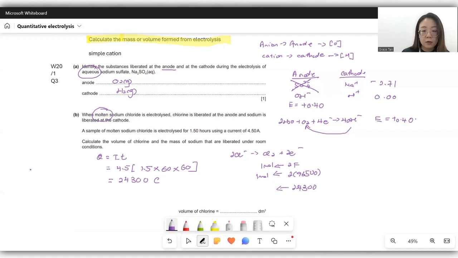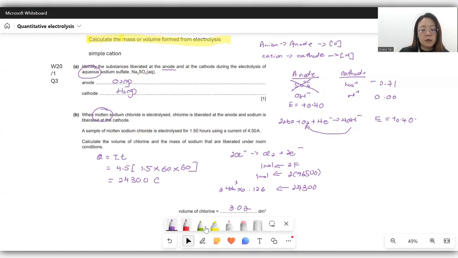So you only form 0.126 mole of chlorine molecule. If you want to change it to volume, you multiply it with 24 dm cubed. Hence, the volume of chlorine is 3.02 dm cubed. Okay, so that will be for chlorine.